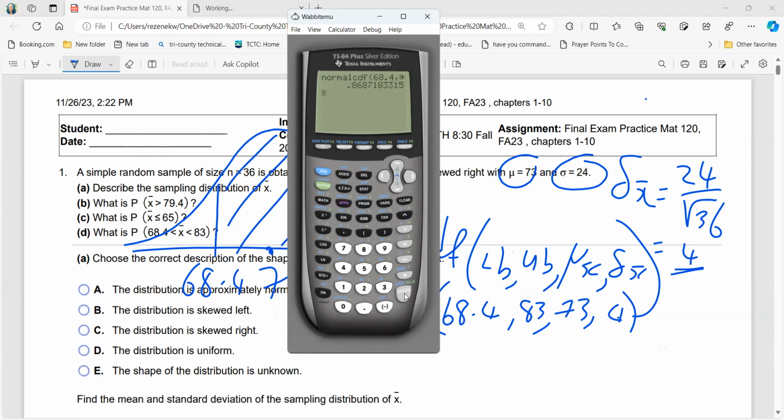Remember it is area. Just in case you finish and get a negative, your area cannot be negative, and the area cannot be more than 1. So the area between 68.4 and 83 is, in percent, 86.87%. In decimal, maybe 4. They can ask you to leave your answer to 4 decimal points. You have 0.8687.